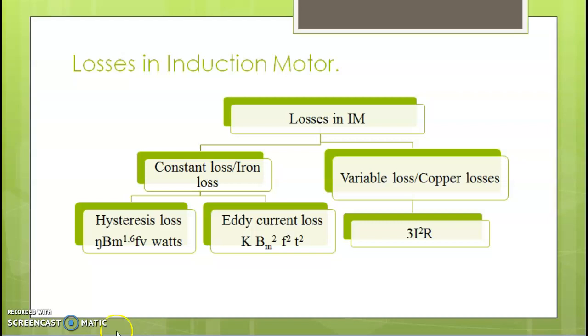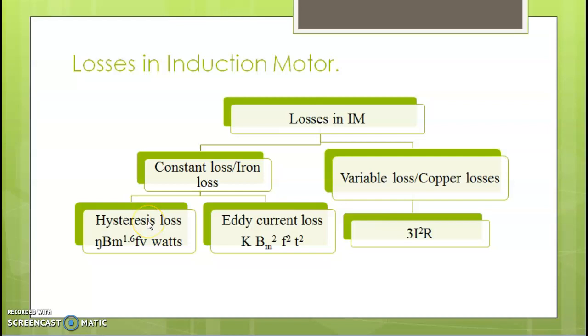Good morning. In this lecture, we will discuss the losses in induction motor. The losses in induction motor are divided into two types: constant losses, also called iron losses, and variable losses, also called copper losses. These constant losses are further divided into two types called hysteresis loss and eddy current loss.